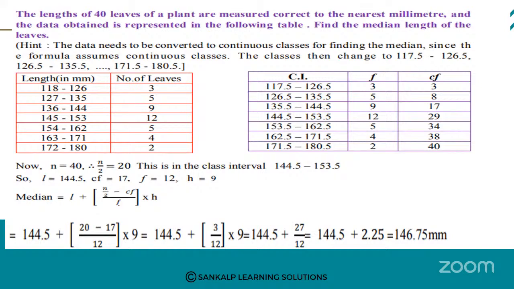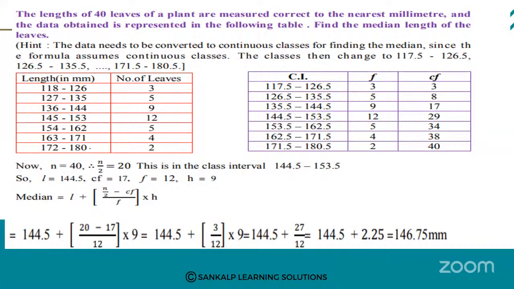The lengths of 40 leaves of a plant are measured correct to the nearest millimeter and the data obtained is represented in the following table. Find the median length of the leaves. The data needs to be converted to continuous classes for finding the median, since the formula assumes continuous classes.